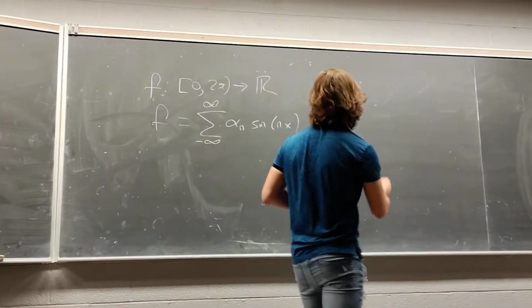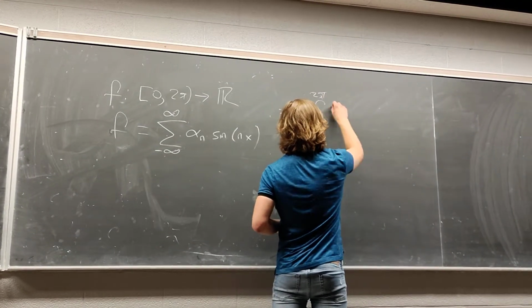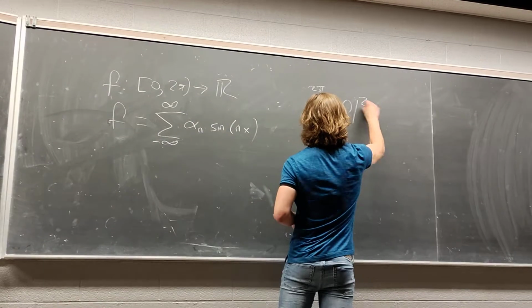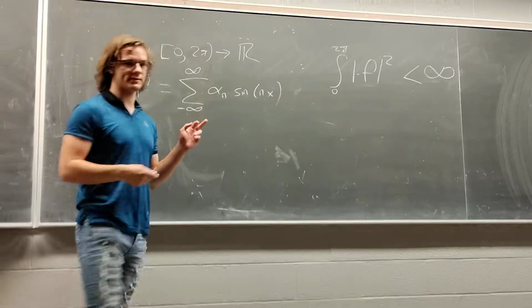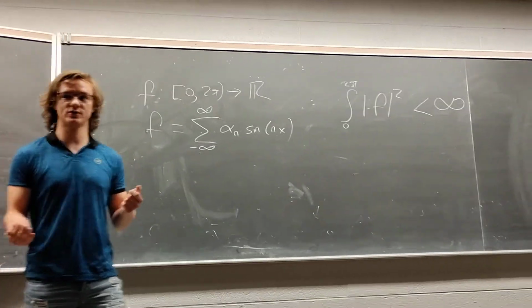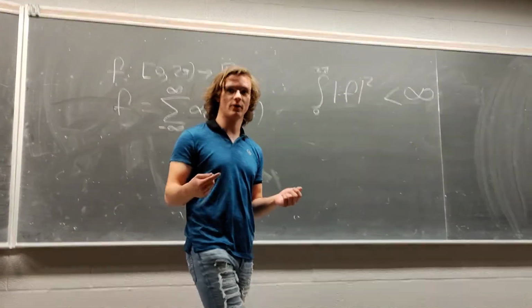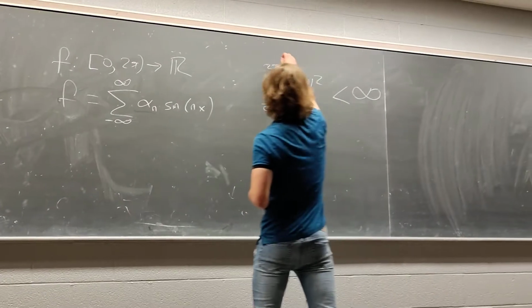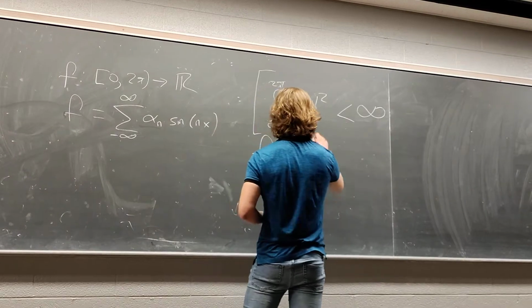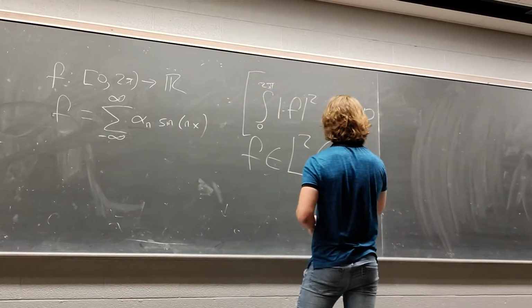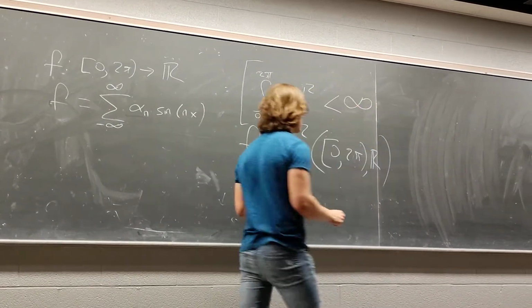And the condition that Fourier came up with was that if the integral from 0 to 2 pi of the absolute value of f squared exists and is less than infinity, then we have that f is an infinite sum of sines and cosines. And what's more, we can explicitly compute these coefficients, and it's not that hard to do. Now, for a function obeying this property, we will say that f is in L squared of 0 to pi, comma R. That's just a bit of notation for us.